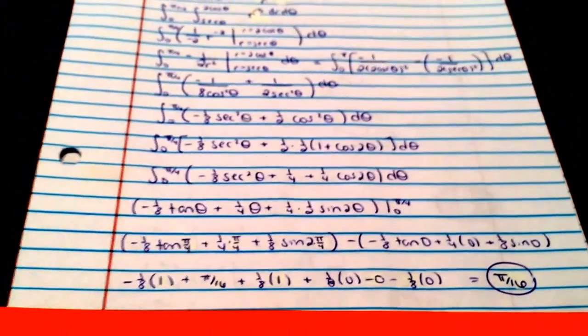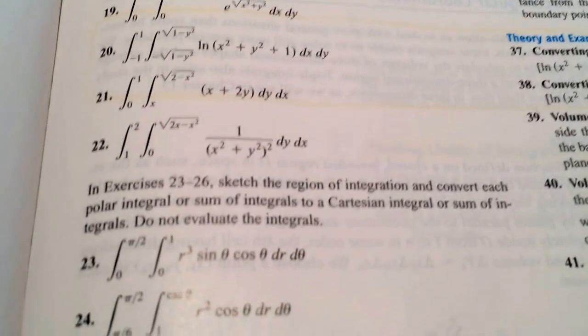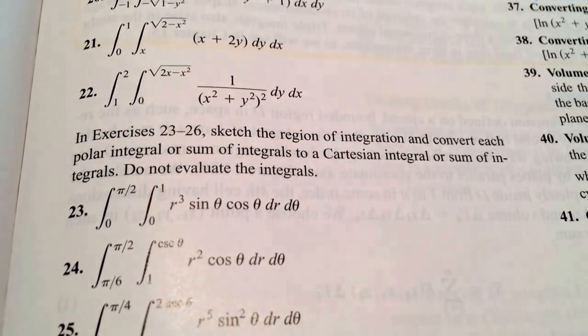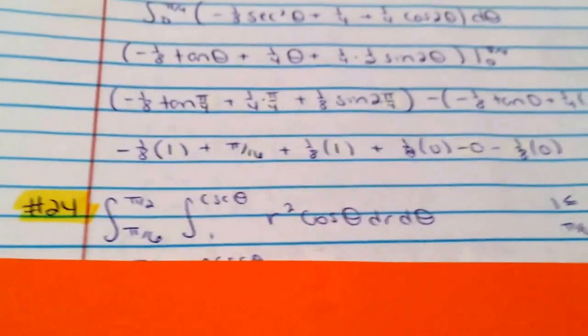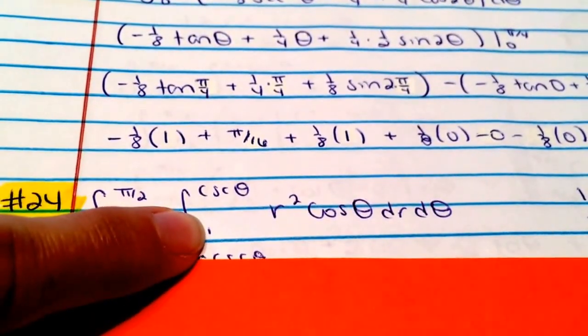All right, so obviously lots and lots of trig stuff in this section because that's kind of what polar is all about. All right, let's look at a new group of problems. Here, 23 to 26, sketch the region, convert from polar to Cartesian, but don't evaluate. Okay, so 24. I have, here's my bounds on my theta. That's a 1, it's really small, but that's a 1.